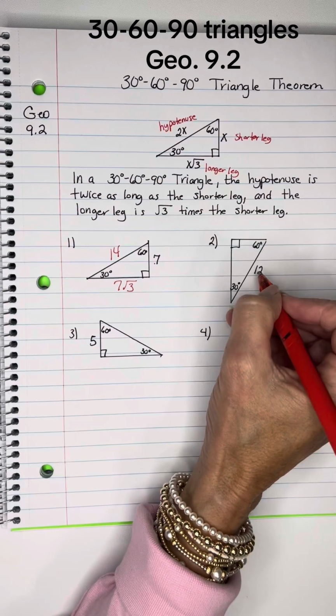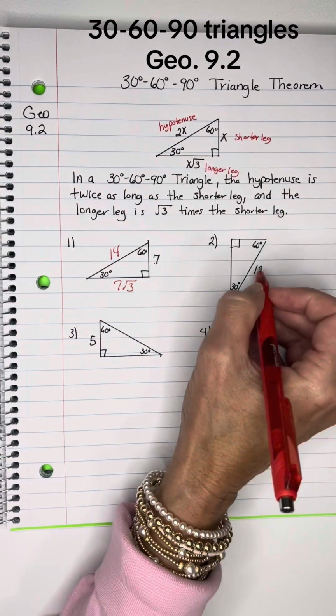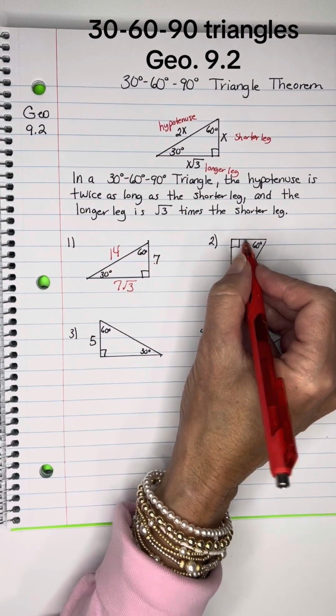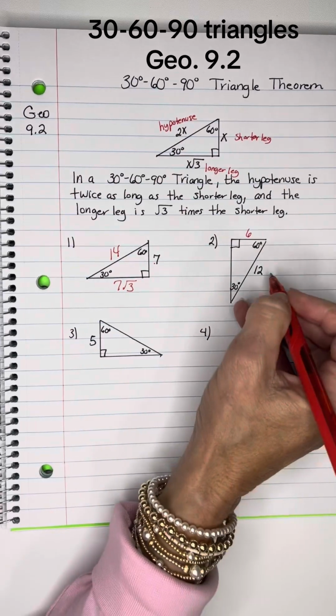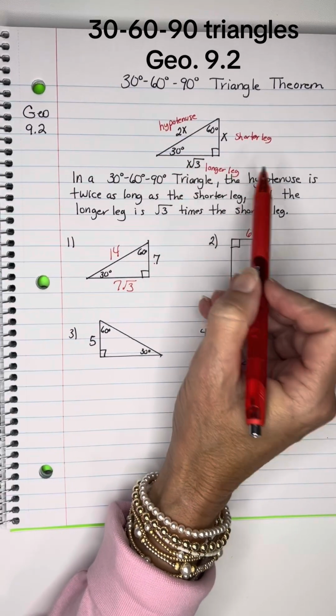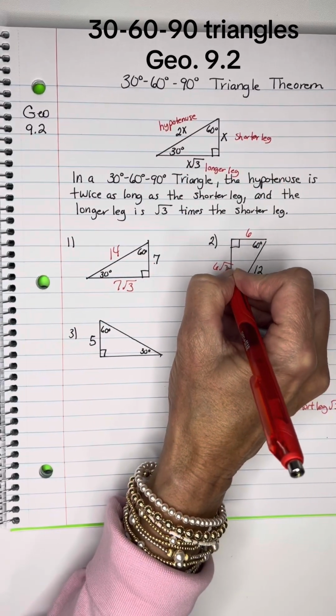And here I have the hypotenuse. I know the hypotenuse is twice as big as the short leg, so if the hypotenuse is 12, then the short leg is 12 divided by 2, which is 6. And when I get the short leg, then I can get the longer leg. I know the longer leg is the short leg times root 3, so that's 6 root 3.